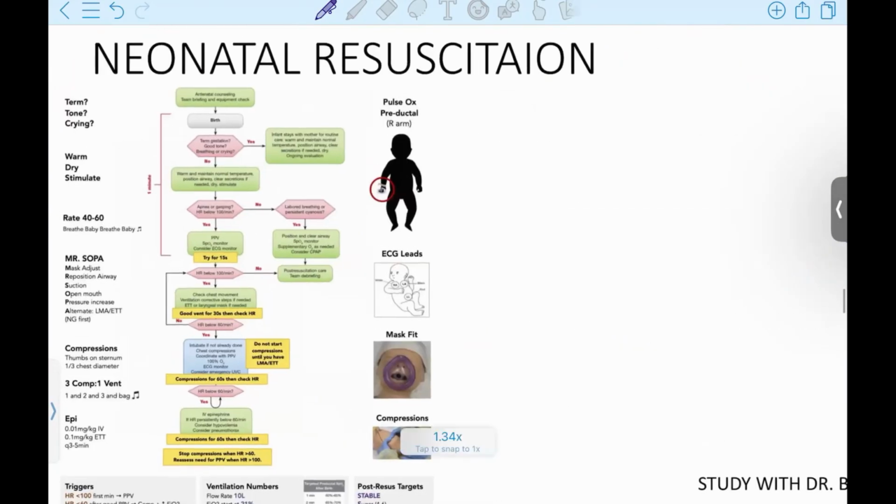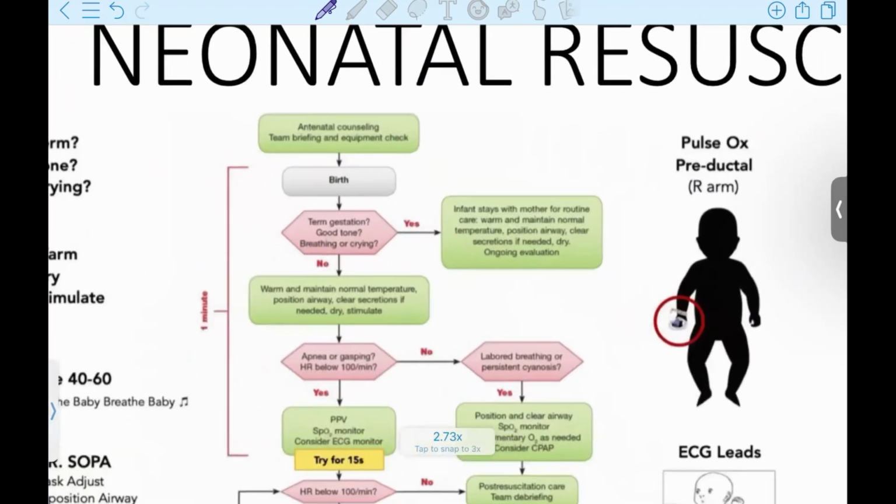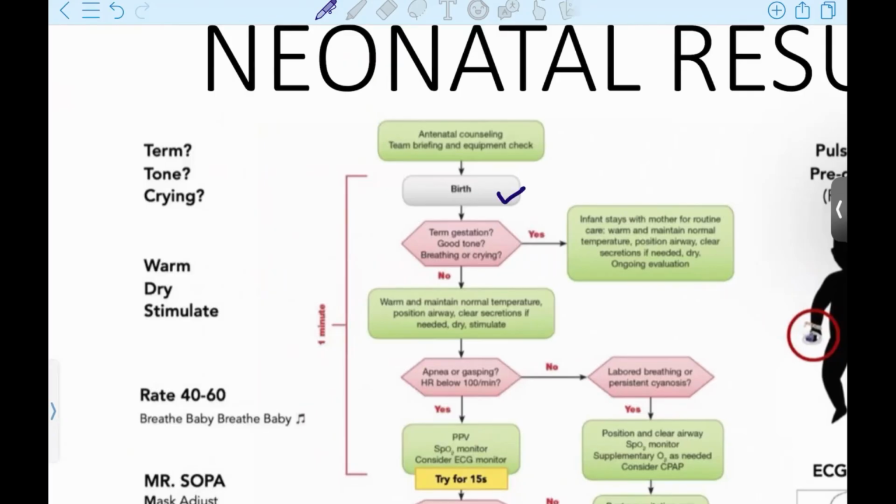Next one, neonatal resuscitation. In neonatal resuscitation, the first thing you have to see immediately after birth is whether the baby is born at more than 38 weeks or not, whether the tone is present, and whether the baby is crying or not. Crying is very important because this first breath gives lung compliance, and hypoxia risk is decreased. So if the baby is not having tone and crying, immediately warm up the baby and stimulate the baby quickly.